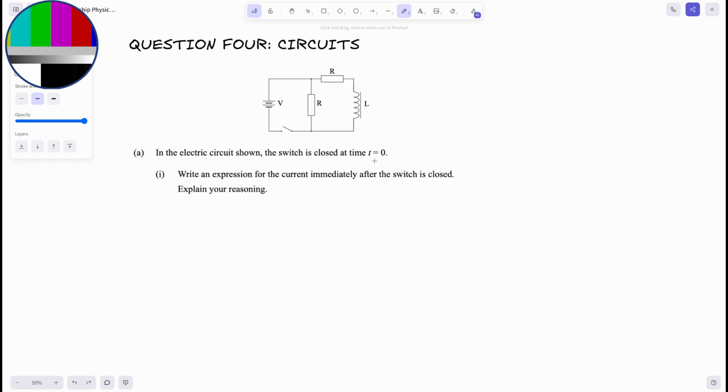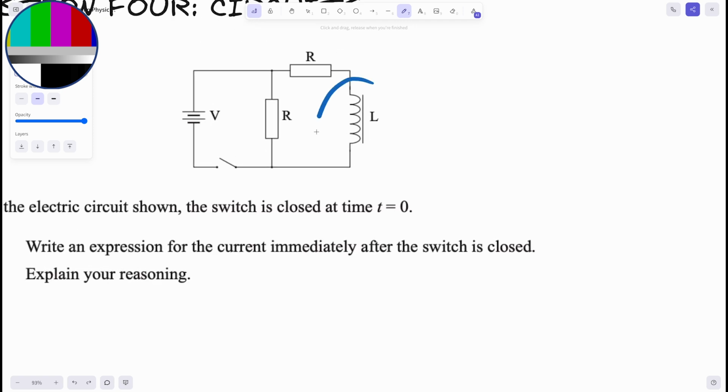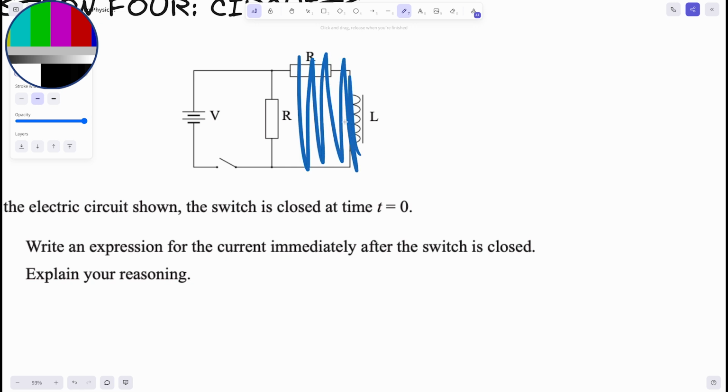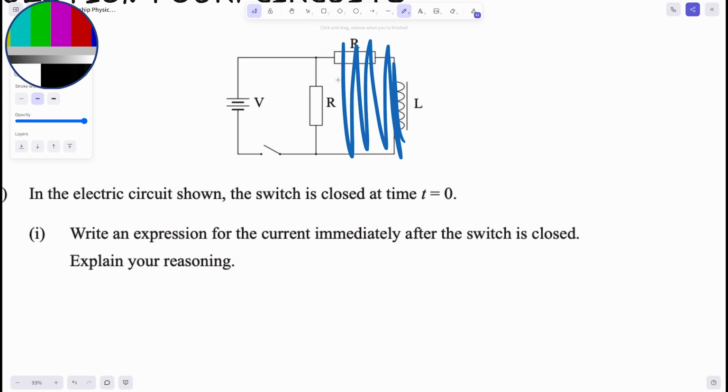Okay, so immediately after the switch is closed, there is going to be a high rate of change of current, and therefore a high rate of change of flux, and therefore a high back EMF produced by the inductor. This EMF is going to be equal to the voltage of the source, and therefore this side of the circuit is going to be effectively cut off for that brief period of time.